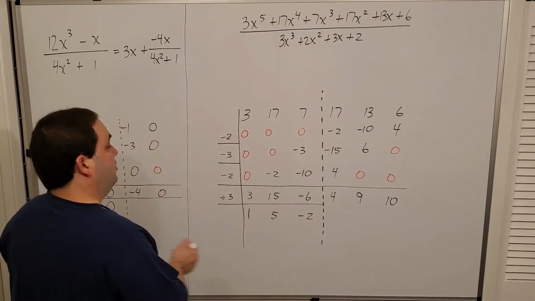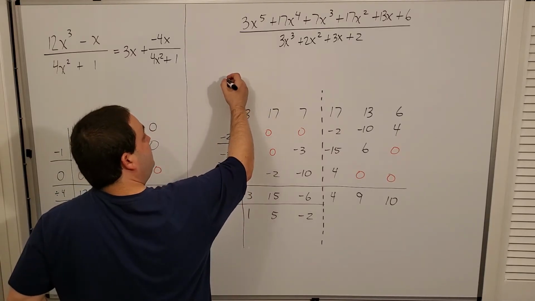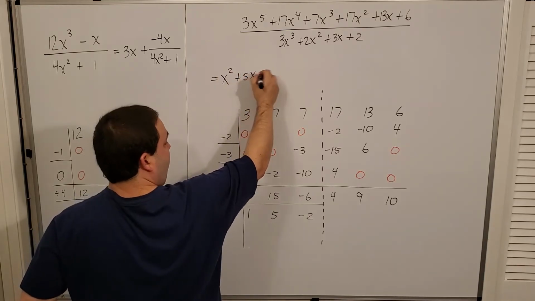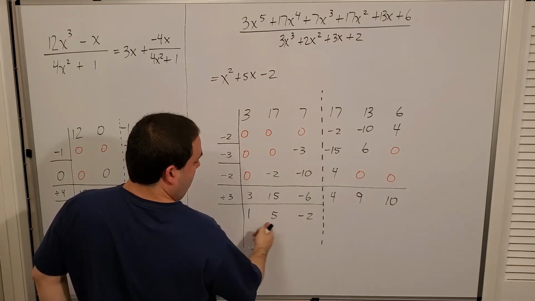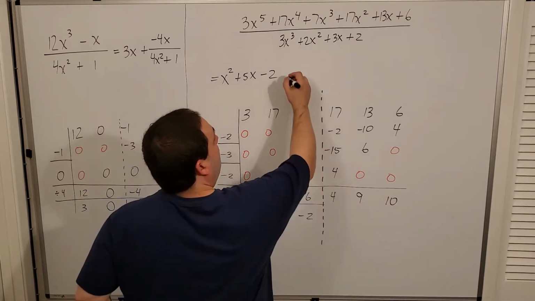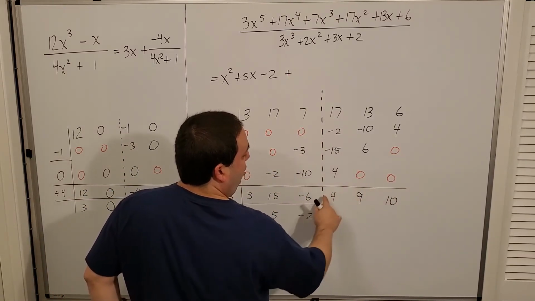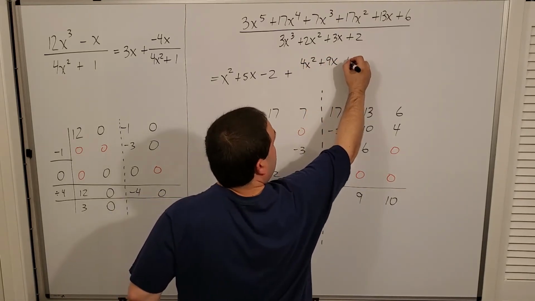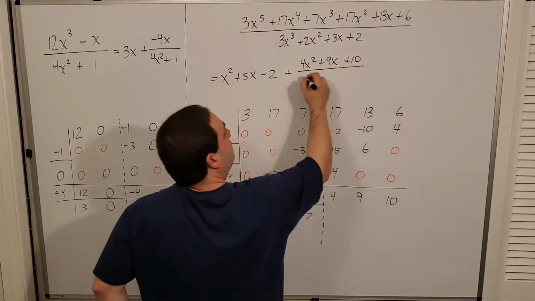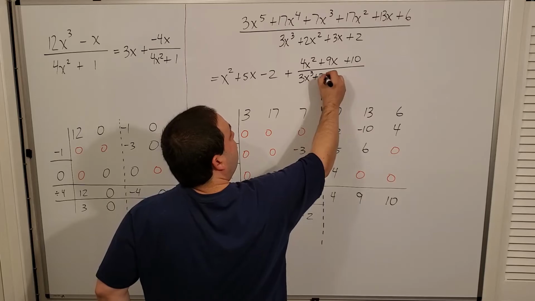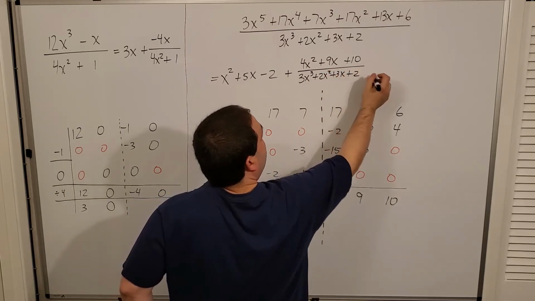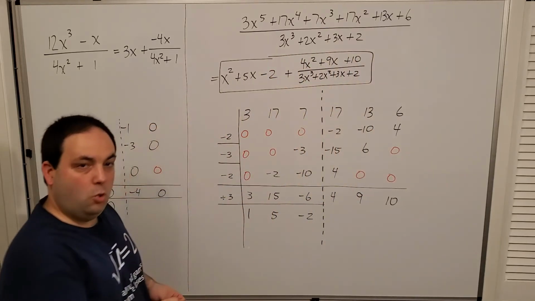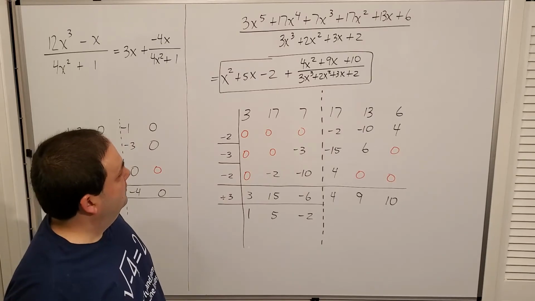Okay? So, answer here. This division is equal to x squared plus 5x minus 2, that's this, x squared, 5x minus 2, plus, now I have to do the fractional part. That's going to be 4x squared plus 9x plus 10 over 3x cubed plus 2x squared plus 3x plus 2. And there's my division quotient answer. Okay?